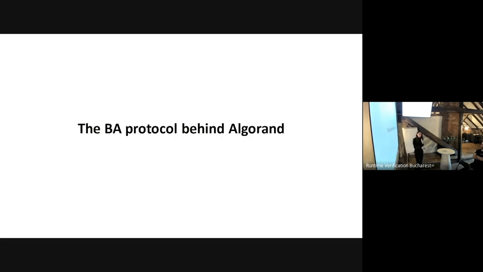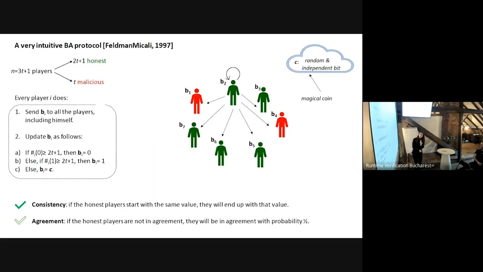So now let's move on to what the protocol of Byzantine agreement type is in Algorand. First, let me show you some intuition. Suppose we have n players. Two-thirds of them are honest, 2t plus 1, and the remaining t are malicious. So here we have seven players, five of them, the green ones, are honest and follow the protocol, and the red ones deviate from the protocol.